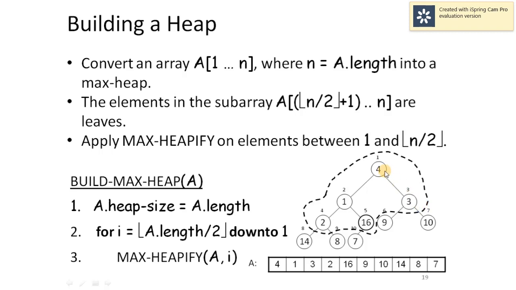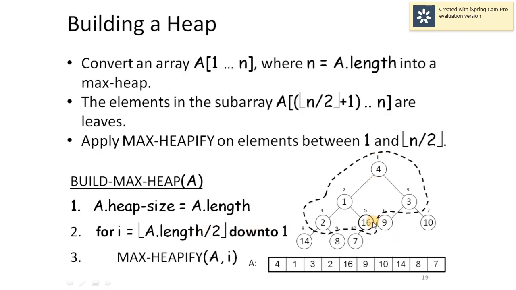But here we can see the left subtree of 4 has 1 at the root with its two children, 2 and 16. It is not satisfying the property of a max heap. Similarly, the right child has 3 as a root, with 9 and 10 as its children. Again, it is not satisfying the property of a max heap. So the left subtree as well as the right subtree both do not satisfy the property of a max heap. Therefore, I cannot execute the max heapify function on the root node first.